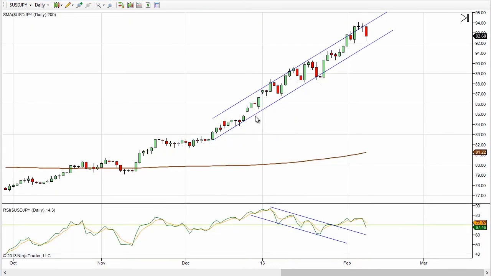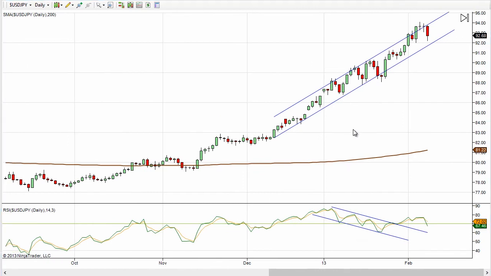So here's another chart of the US dollar JPY. This would be a more traditional analysis. Now this chart is the US dollar JPY still on the daily time frame, but I removed the Ichimoku indicator. We've got the 200-day SMA moving average here, and on the bottom we have the RSI.